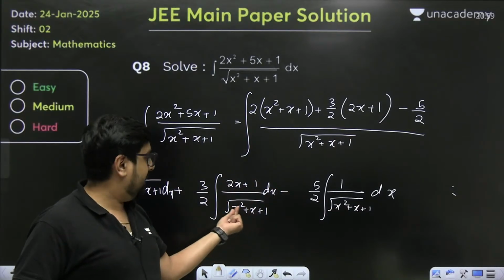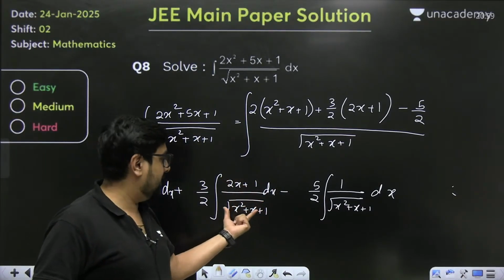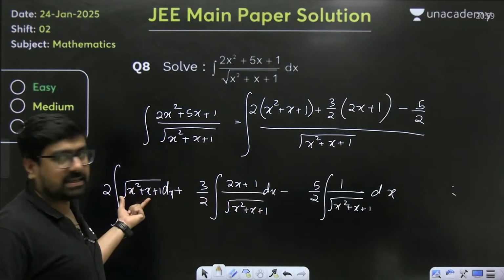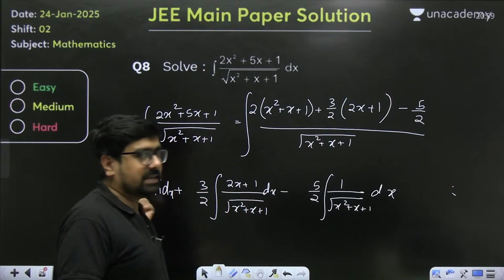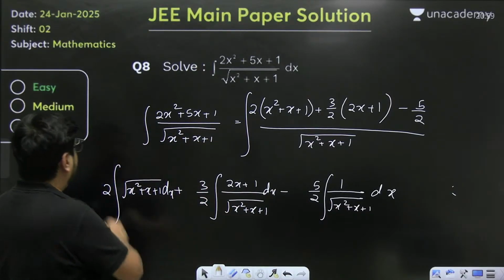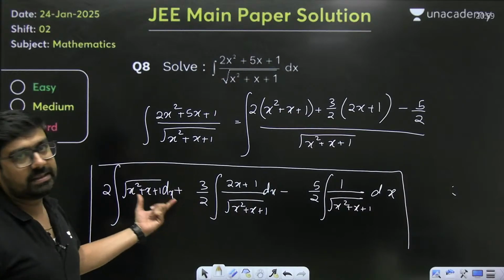This is direct. Take x square plus x plus 1 as t and you'll be able to solve it. This entire thing will come in ln. This is a square plus x square, and here also 1 by root of a square plus x square you'll get. These are standard integrals. So basically very basic and very standard question of integration is here.